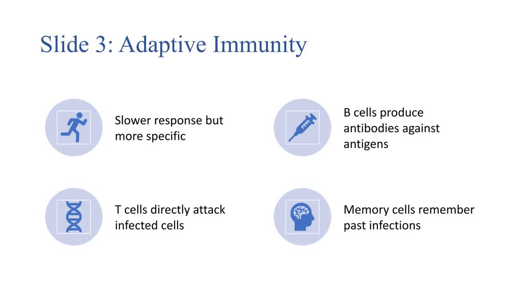Adaptive immunity also involves the production of memory cells, which remember past infections and can respond more quickly to future attacks by the same pathogen. In summary, adaptive immunity provides a specific and long-lasting response.